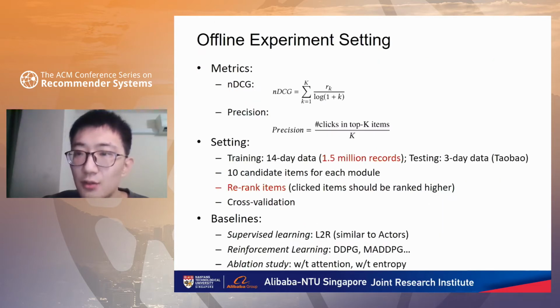In our experiment, we use NDCG and precision as metrics. We use 14-day records as training data and 3-day records as testing data. In each record, there are 10 candidate items for each module. The task is to re-rank these 10 candidates, and the clicked items should be ranked higher in each module. We use supervised learning methods and reinforcement learning methods as baselines, and also two methods for ablation study, which are our algorithm without attention and without the interface term, respectively.